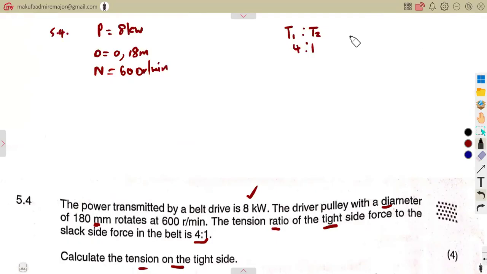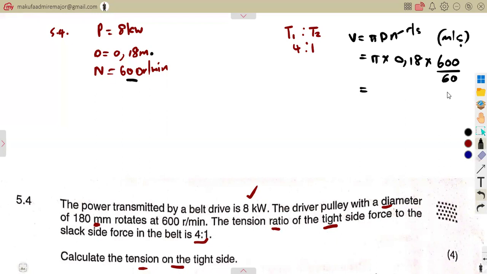So we saw that velocity can be calculated pi dn. So meaning to say that is pi times the diameter in meters, 0.18, times the speed in revs per second. That means we're going to divide by 60 to obtain revs per second. The answer of this whole speed must be in meters per second. That's why you have to convert these to revs per second. So in that case, you're going to obtain a velocity of 5.655 meters per second.